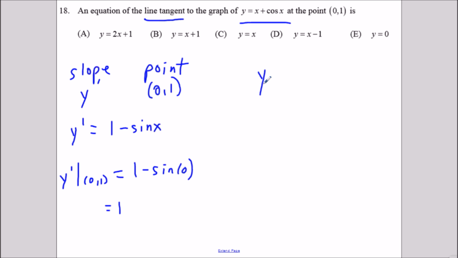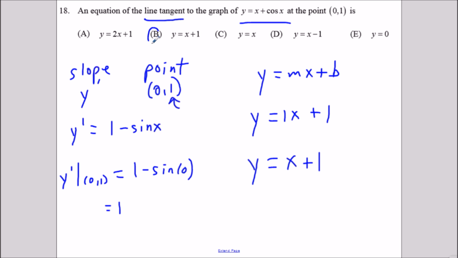So since we have the y-intercept, we could just use mx plus b. The slope we just found is equal to 1. So we're going to have 1x plus, and the y-intercept here is equal to 1. So the line is going to be y equals x plus 1, choice B.